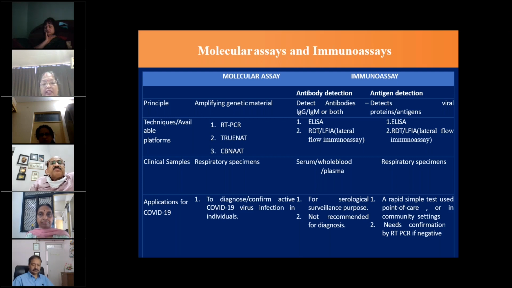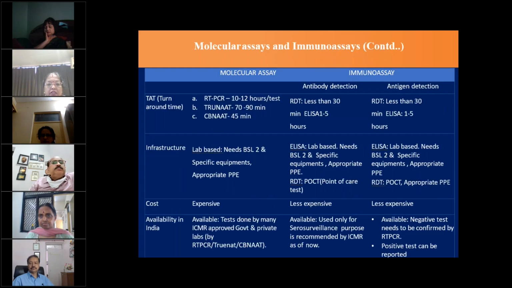Regarding the application of tests, both the molecular and the antigen detection test are meant for diagnosis. When there is a suspected patient and you wish to diagnose, you have to go for either of these, and I will discuss this also. But antibody detection is not for diagnosis. It has some other purpose.